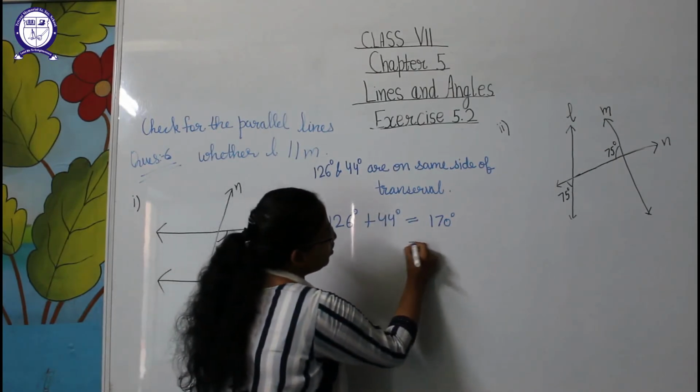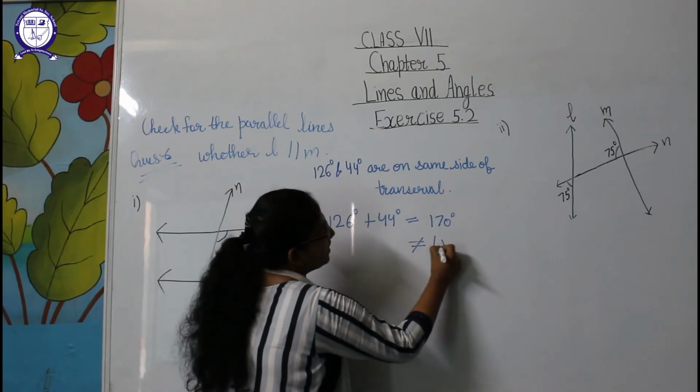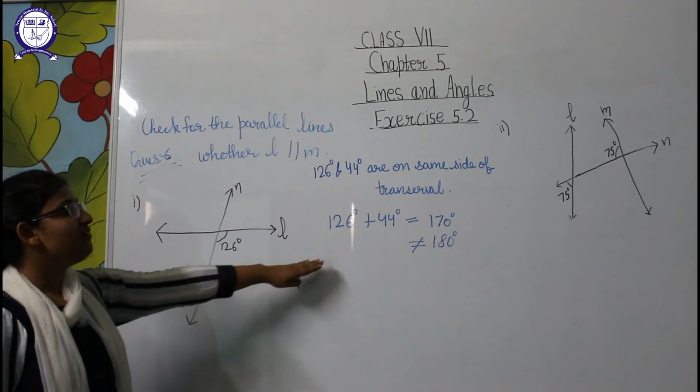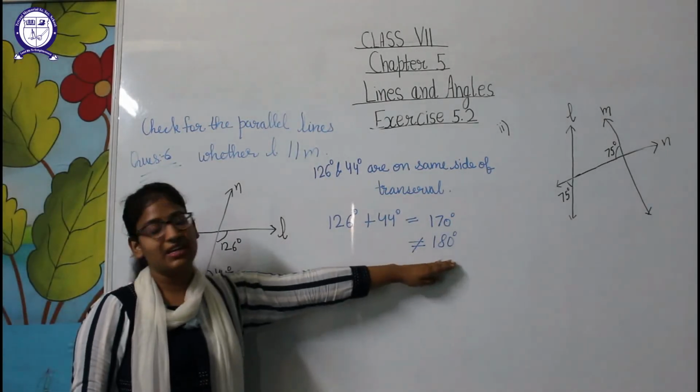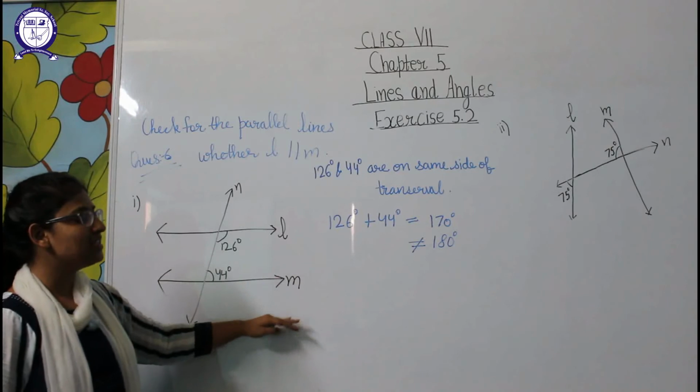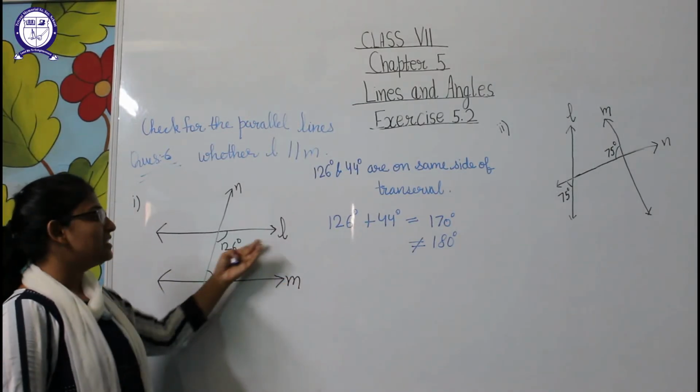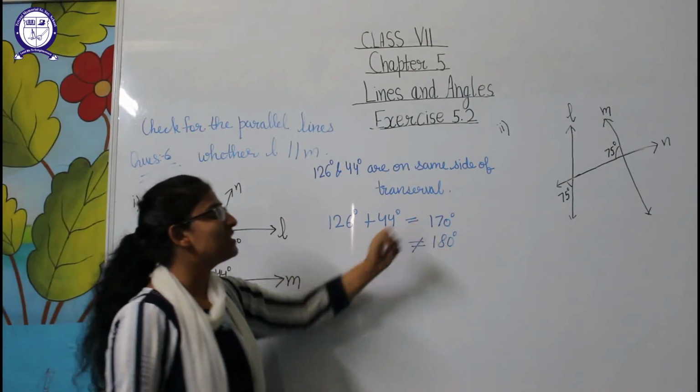It means we are not getting 180 degree. So these are not the pair of parallel lines. If their sum comes out to be 180 degree, then we can say that these are parallel lines, because the sum of the co-interior angle is 180 degree, but their sum is 170 degree.